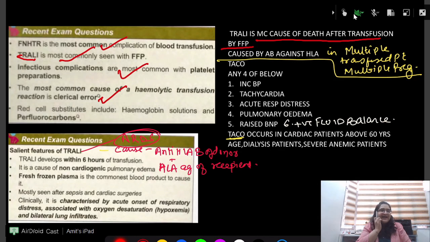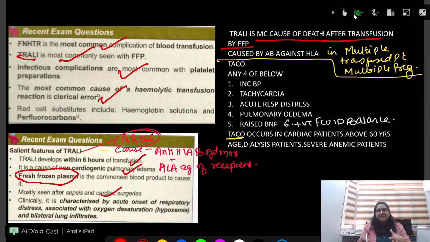Now what is TRALI? TRALI is transfusion related acute lung injury. It is ARDS, acute respiratory distress syndrome. Now TRALI develops within 6 hours of transfusion. It is a cause of non-cardiogenic pulmonary edema. Fresh frozen plasma is the most common cause. It is most commonly seen after sepsis and cardiac surgery. Clinically, ARDS occurs. TRALI, please remember, occurs within 6 hours, so it is immediate, and it is occurring with FFP.